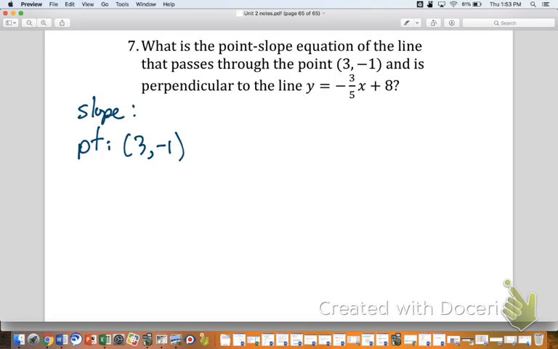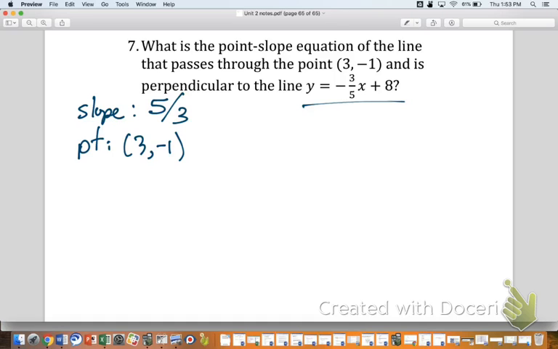So what's the slope of this line right here? -3/5. And so the slope for my line will not be -3/5 because they're not parallel. It'll be positive 5/3 because we reciprocal it and we change the sign. So 5/3 would be my slope right there.